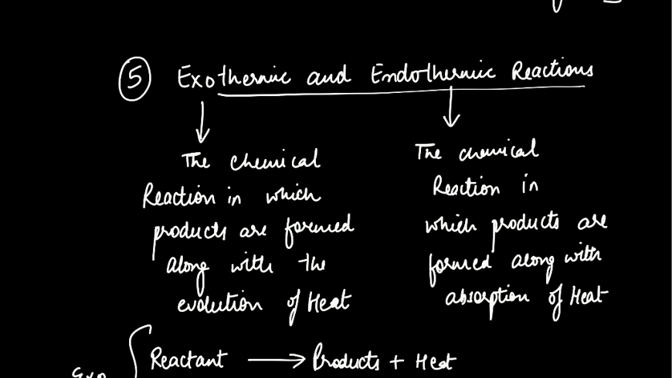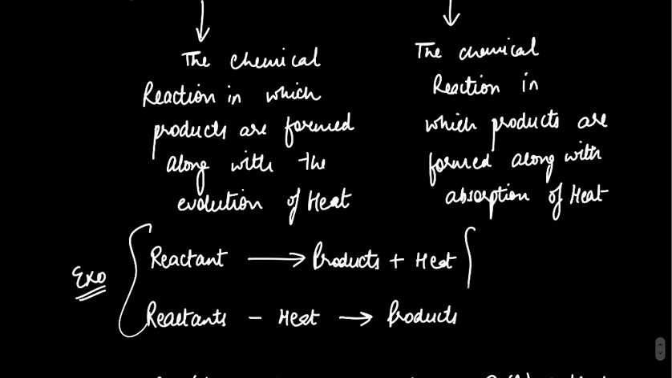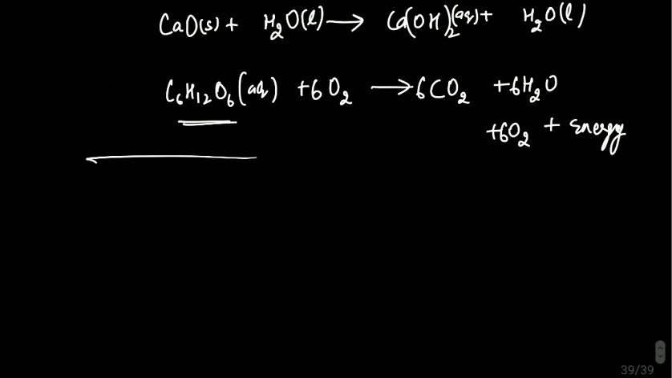So over here we are going to write plus heat on the reactant side. So we will be writing like this: reactants plus heat giving us products. Or we can write like this: reactants giving us products, and we can write minus heat on the right hand side. So either way. So coming to examples of endothermic reactions.